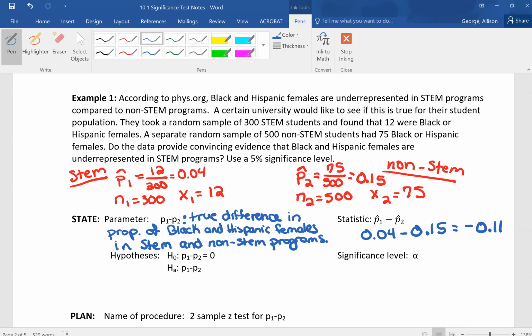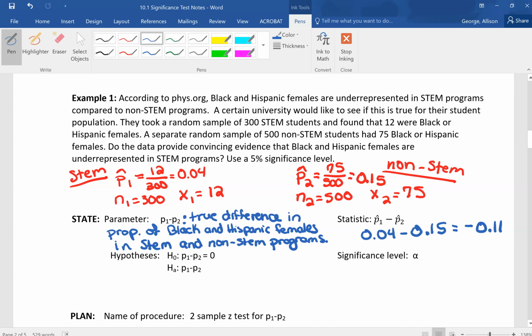Alright, so now what we have to do is go back and look at the problem and figure out what this means. So it says, does the data provide convincing evidence that Black and Hispanic females are underrepresented in STEM programs? So if they're underrepresented, that would mean that there would be less of them. They would have a smaller proportion.